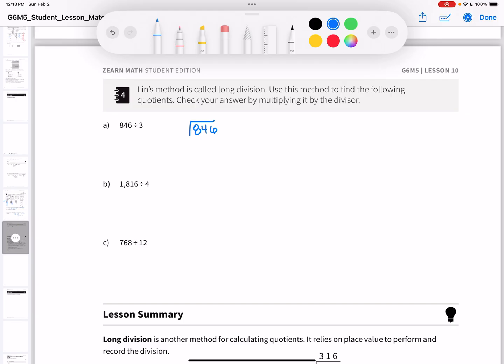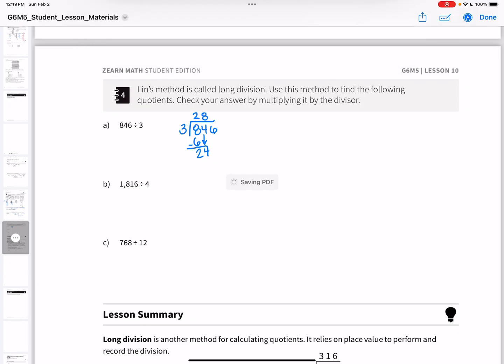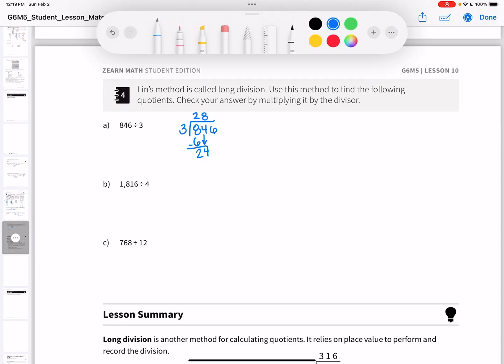846 divided by 3. 3 goes into 8 how many times? 3 times 3 is 9, so that's too much. So 3 times 2. So 3 times 2 is 6, and we're going to take that away from 8, which leaves us with 2. Then we're going to pull the 4 down because 3 can't go into 2. It's too big. So we're going to bring down that 4 to make 24. 3 goes into 24 8 times. 3 times 8 is 24. And then we're going to do 24 minus 24, which is 0.